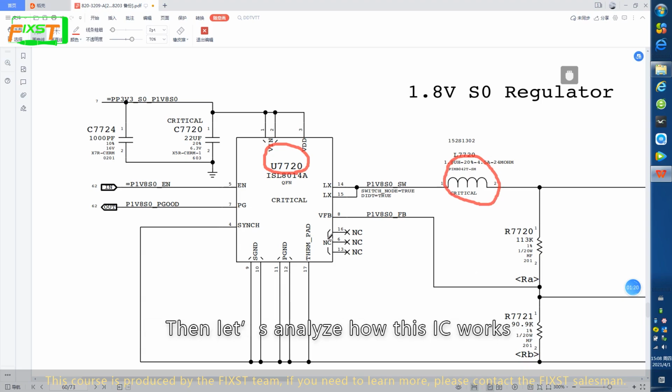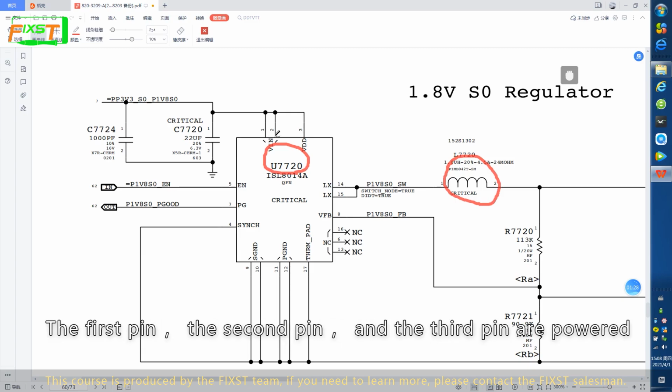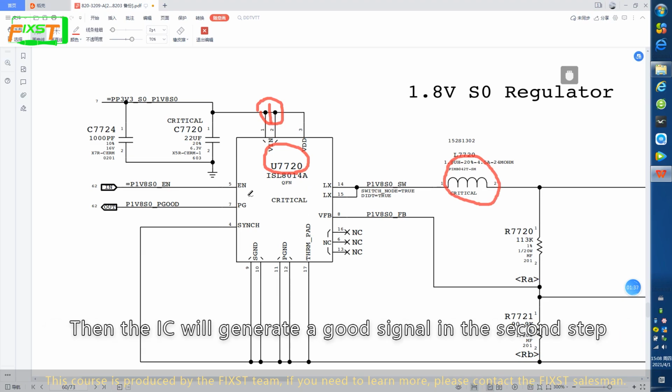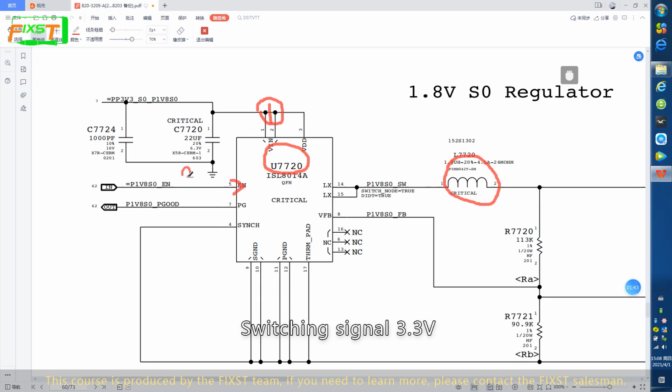Then let's analyze how this IC works. Look at the picture above. After triggering, the IC gets power first. The first pin, the second pin, and the third pin are powered. Then the IC will generate a good signal in the second step. Switching signal 3.3 volt.